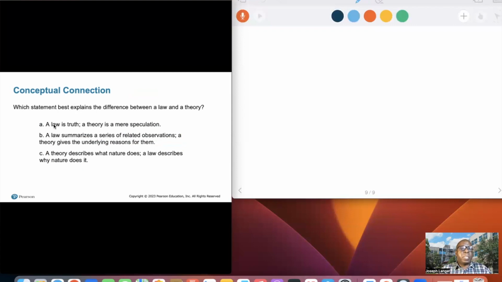Which statement best explains the difference between a law and a theory? Unless you read the relevant section in the text, understand it, and make your own notes, I don't think you'll be in a position to answer questions like this one on the PowerPoint slide. So here, explain the difference between a law and a theory.